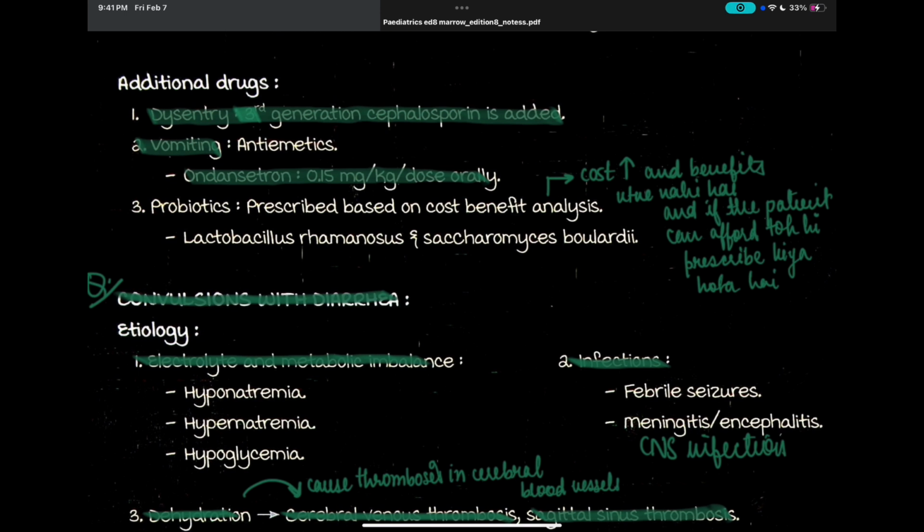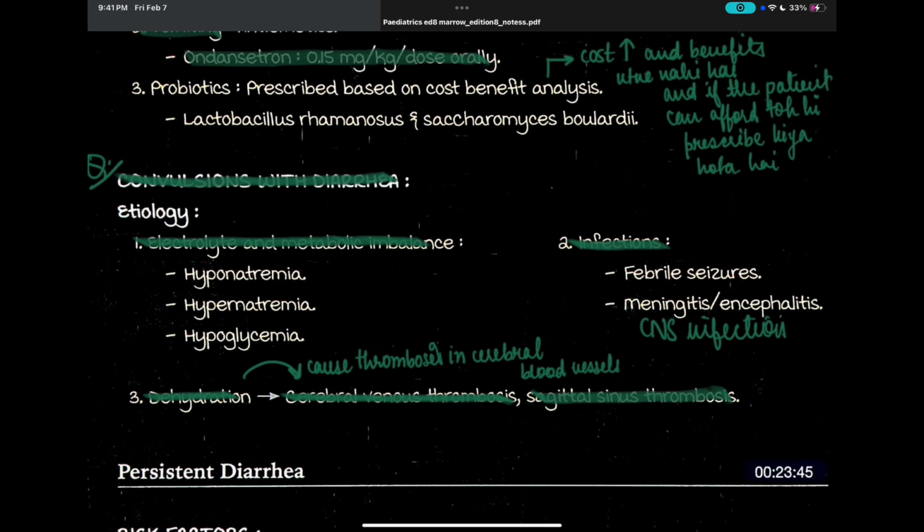Convulsions with diarrhea. Why can there be convulsions with diarrhea in children? Etiology: electrolyte and metabolite imbalance, like hyponatremia, hypernatremia, or hypoglycemia. Second, infections can cause febrile seizures, meningitis, encephalitis, or CNS infection.